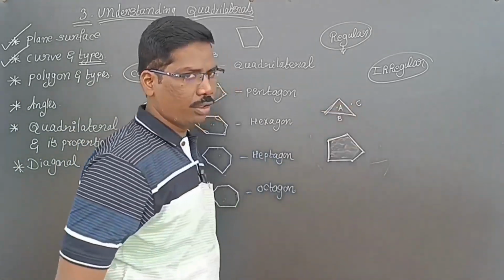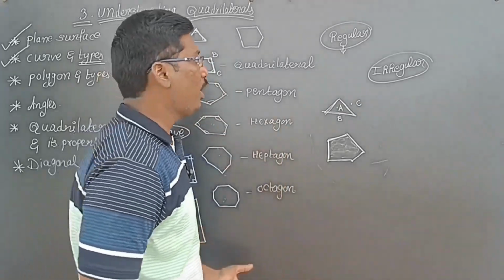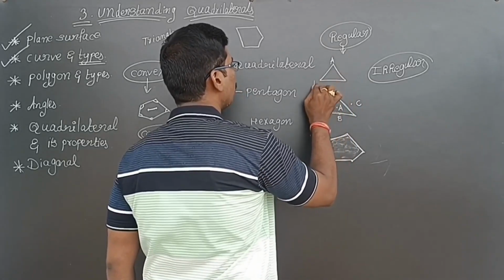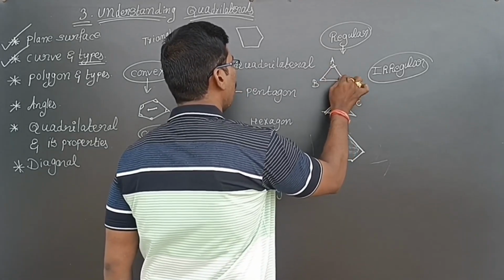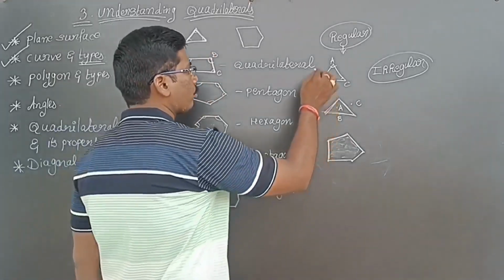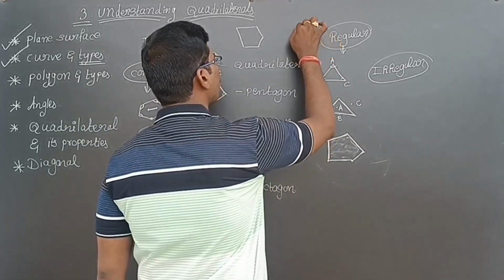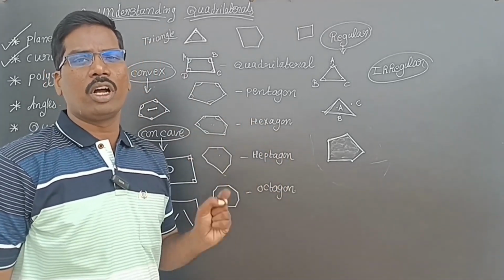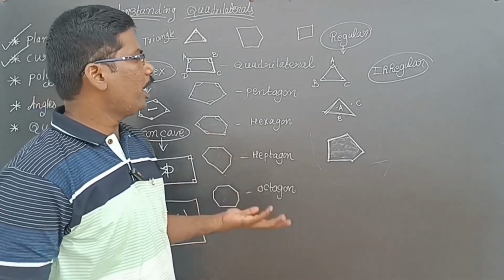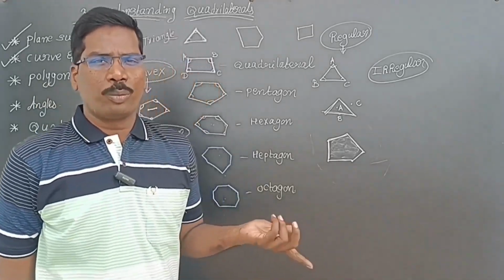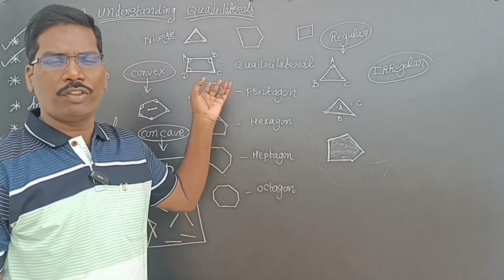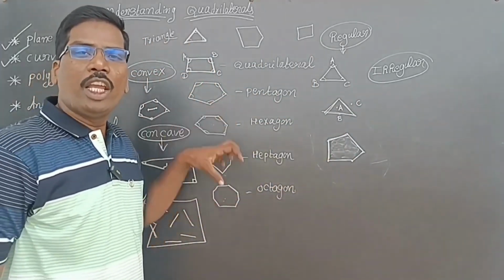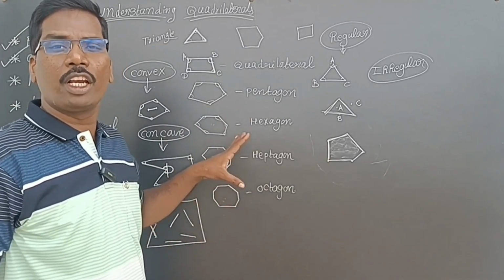So regular means all sides are equal and all angles are equal. For our convenience, we know very well the equilateral triangle is called a regular polygon because all angles are equal and all sides are equal. A square is also a regular polygon because all sides are equal and all angles are equal. Irregular polygons include quadrilateral, pentagon, hexagon, decagon, nonagon. If a pentagon or hexagon has equal sides and equal angles, then it will be a regular polygon.